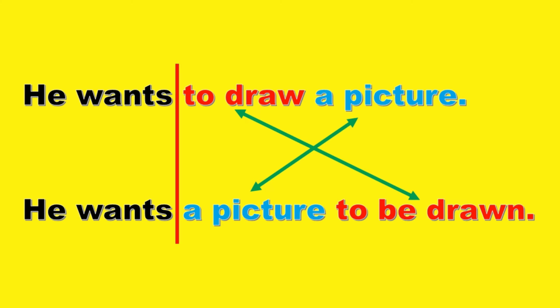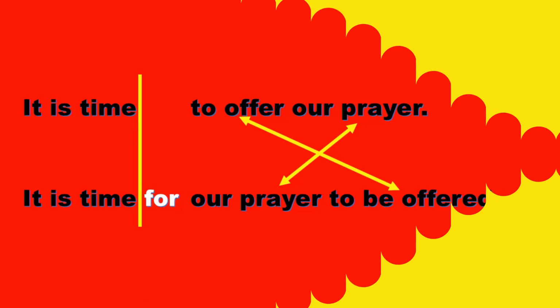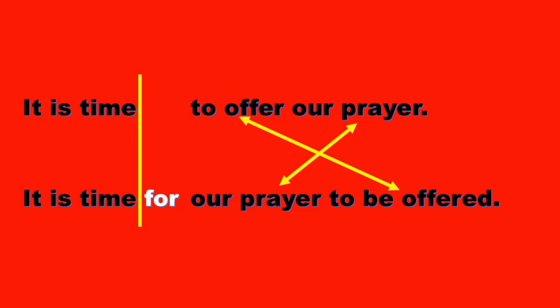Let us see one more example. Look, it is time to offer our prayer. So once again, like the previous one, the first part of the sentence has to be taken down. So we have taken down it is time, and then as we have done previously, the object of the infinitive will come in the beginning. So we have brought our prayer in the beginning, and then the infinitive to offer has gone next in the form of to be offered.